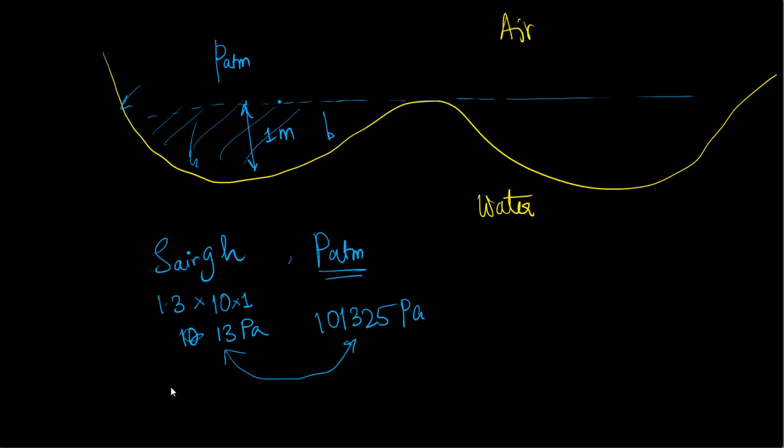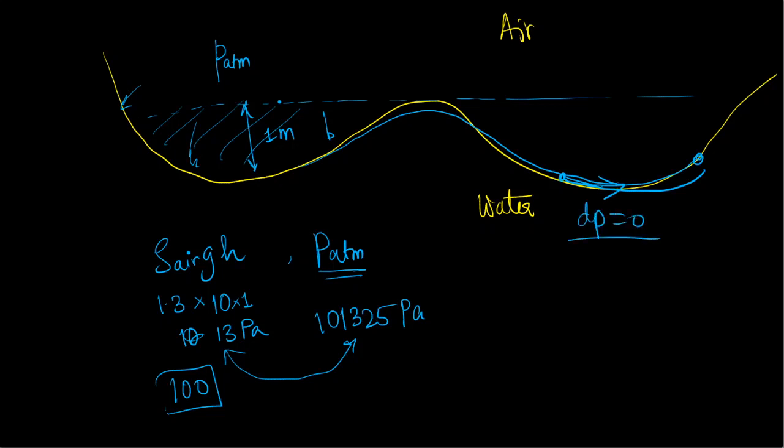In fact, even if you take a column of air of 100 meters, hardly anything changes. That is why you can assume that assumption to be true. So all the points on the interface are at the atmospheric pressure. Well, they are approximately equal to the atmospheric pressure, and hence at any 2 points on the interface, if I move along the interface, dp has to be equal to 0. Is it clear? Yes, yes.